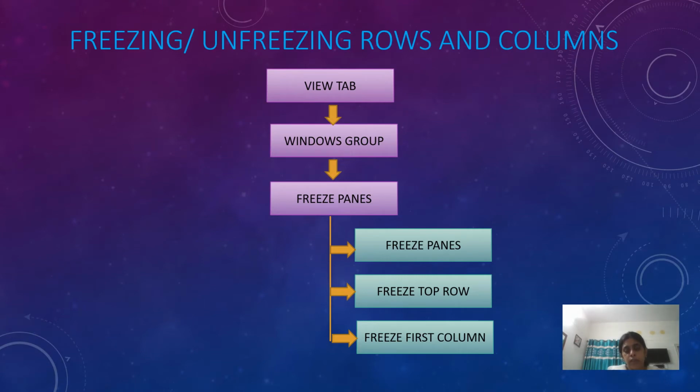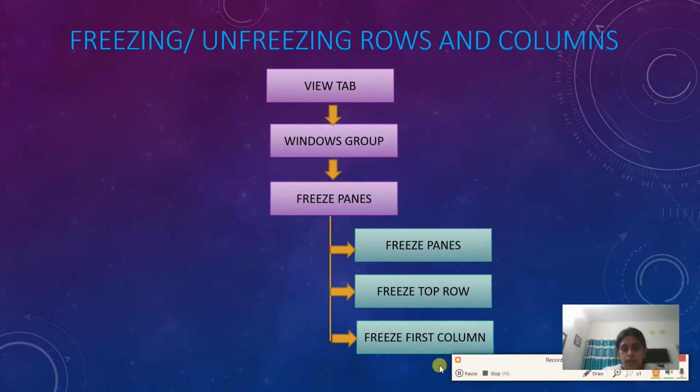Once we have clicked on freeze, an Unfreeze Panes option is also displayed, but it comes only when we have frozen something. So where is it present? It is present in the View tab, Windows group. Okay, children, now I'll practically show you how to work with this.